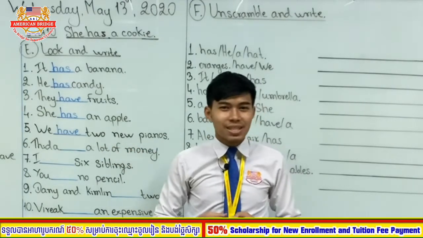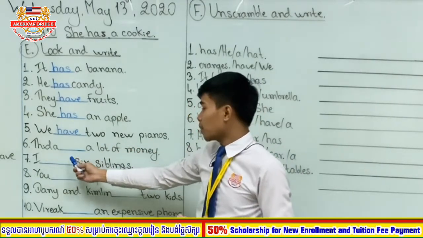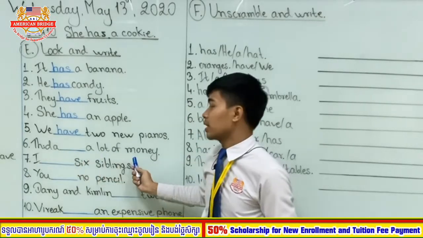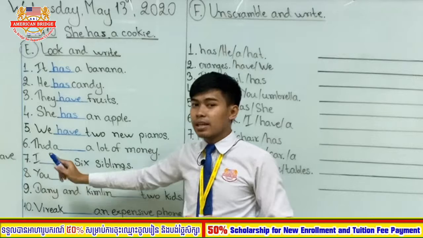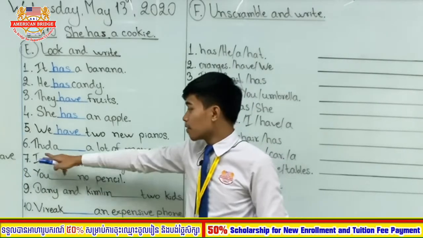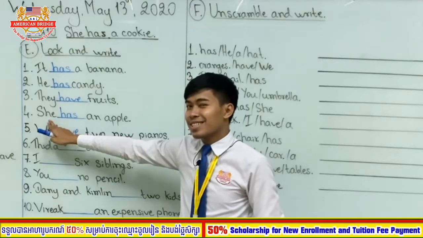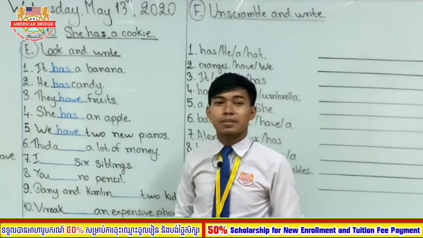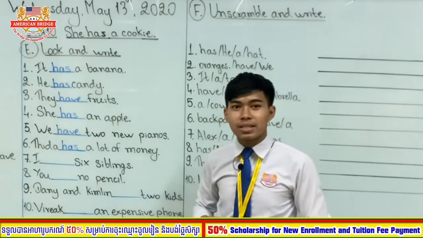Let's go to number 6. Tida blank a lot of money. So Tida here refers to one person, right? We refer to the subject she. So we use has, right? Tida has a lot of money. Right now, let's go to number 7.